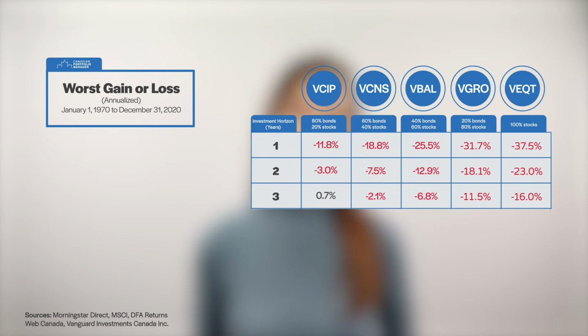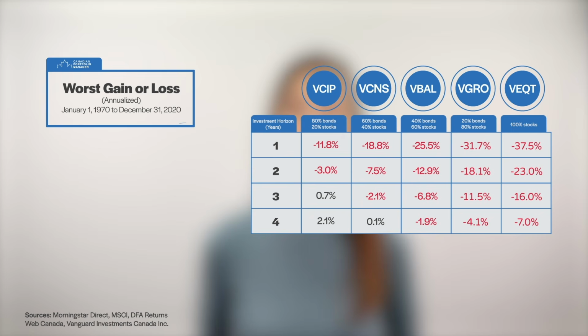The worst 3-year period was negative for all ETFs except the Vanguard Conservative Income ETF portfolio, with ticker symbol VCIP, which holds 80% in bonds. Even still, VCIP only returned 0.7% over its worst 3-year period. The worst 4-year period was negative for all ETFs except VCIP and the Vanguard Conservative ETF portfolio with ticker symbol VCNS. But they only returned 2.1% and 0.1% respectively over their worst 4-year periods.